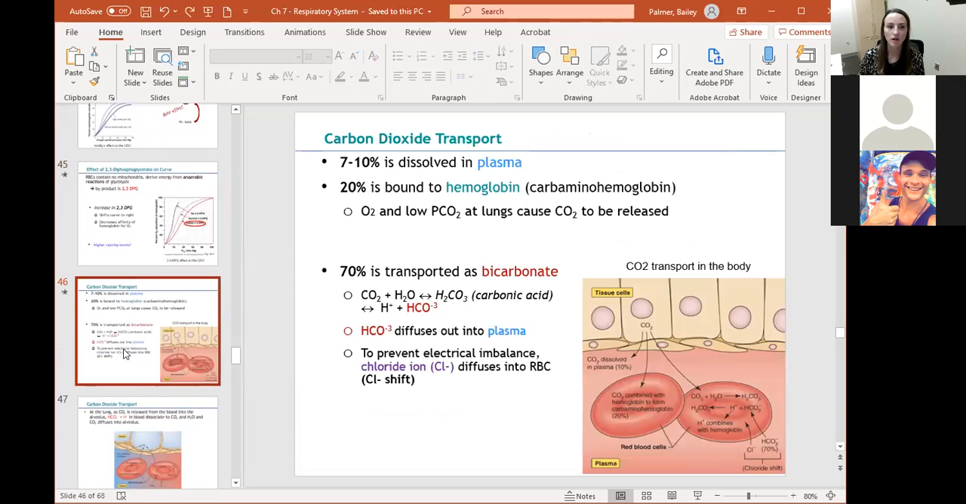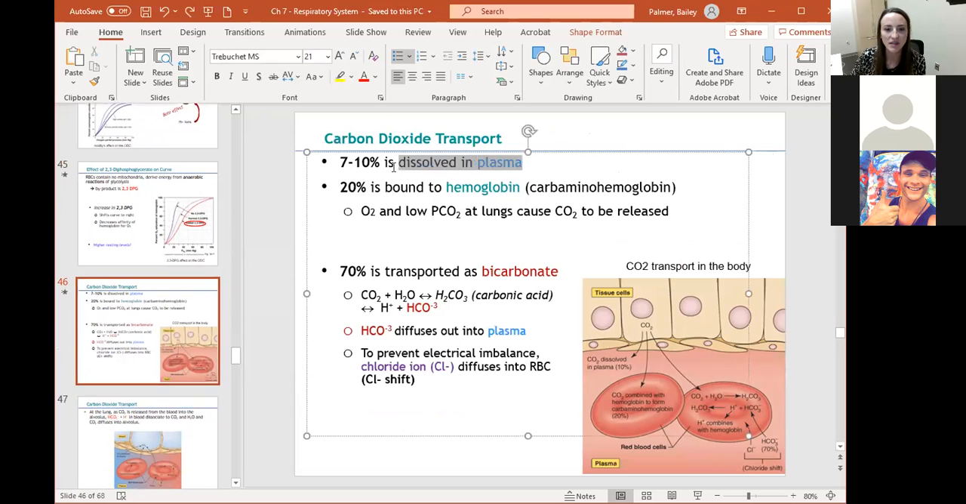Now let's talk about carbon dioxide transport. You have one question on your exam about this, and it's the 3 ways in which CO2 is transported. Very simple. It can be dissolved in plasma. It can also be bound to hemoglobin and transported as bicarbonate. So those are the 3 factors. If you want more information, it's all on the slides, so go back to the lecture, but that's what you have to know. The 3 ways in which CO2 is transported in the body.